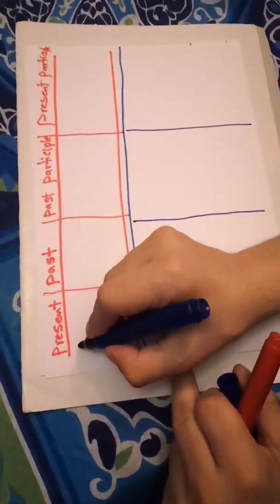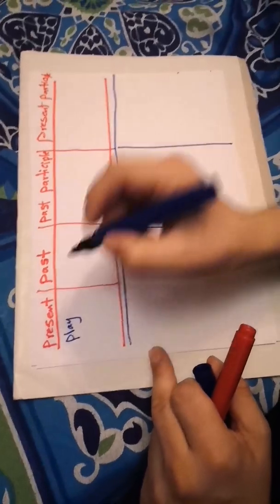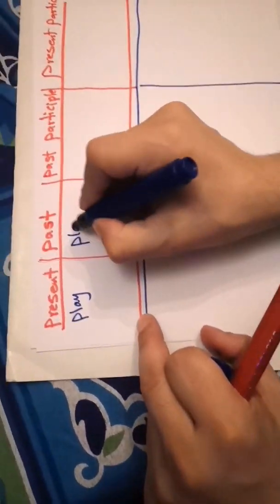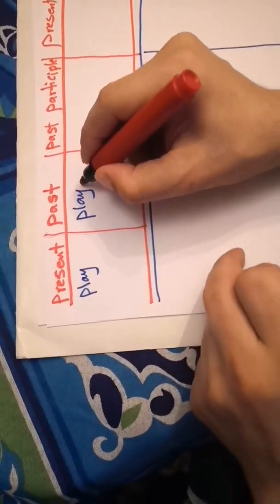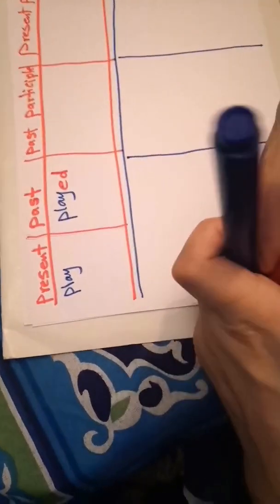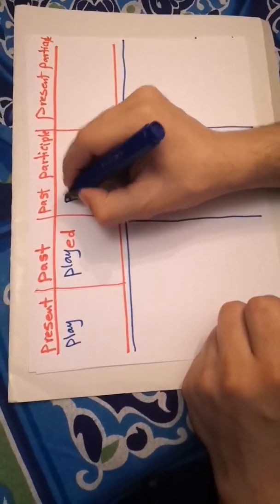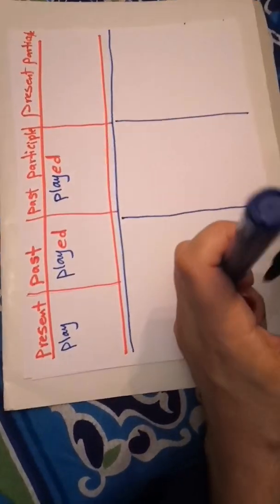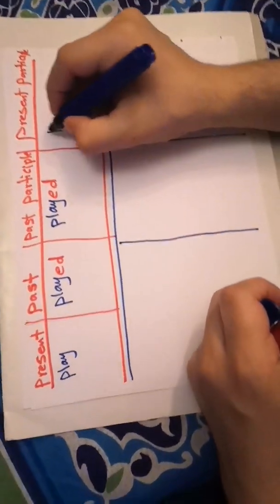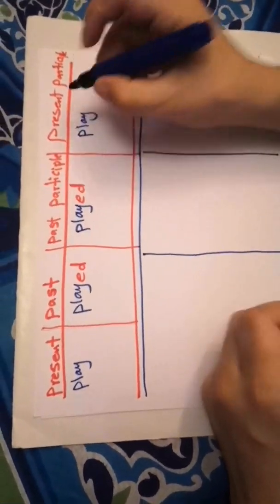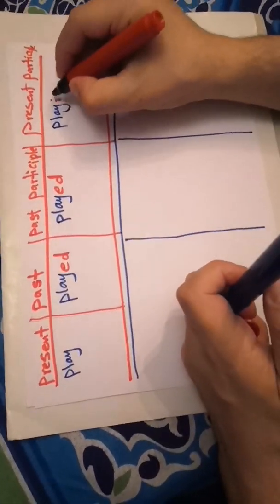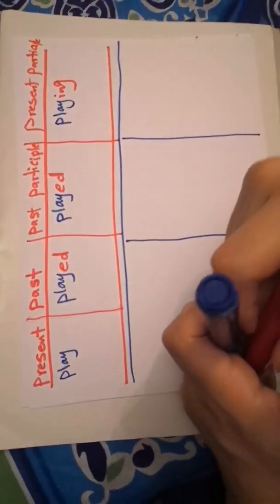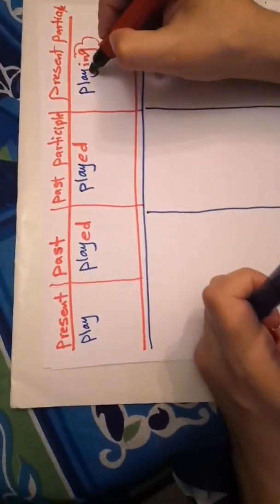For example, a verb like play. The past of play is played. The past participle of play is played. And the present participle of play is playing. So, as you see here, the present participle form is actually the ing form.